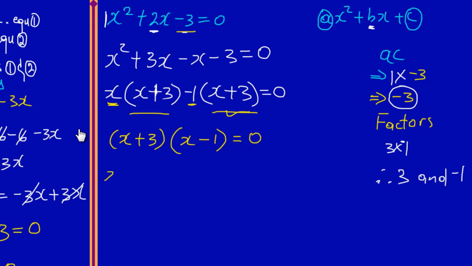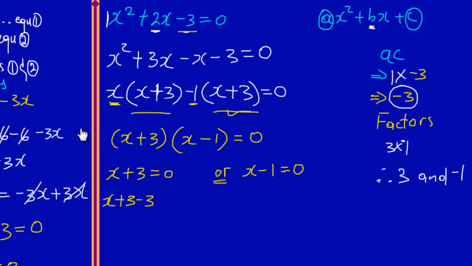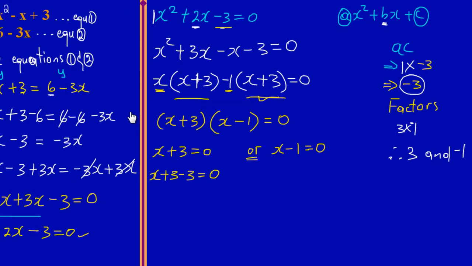So I'm going to say x plus 3 must be equal to 0, or x minus 1 must be equal to 0. Really what I have left here is a 3 adding to x. To get rid of that 3, I must do the opposite of addition, which is subtraction. So I must say x plus 3 minus 3 is equal to 0 minus 3.